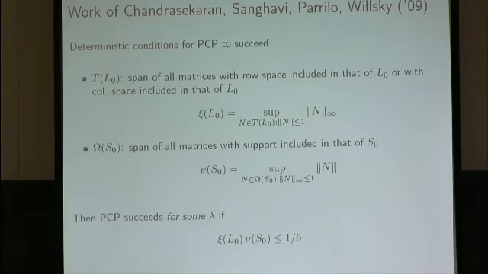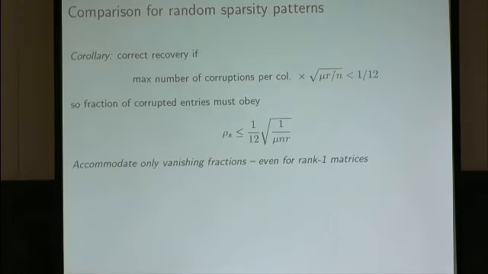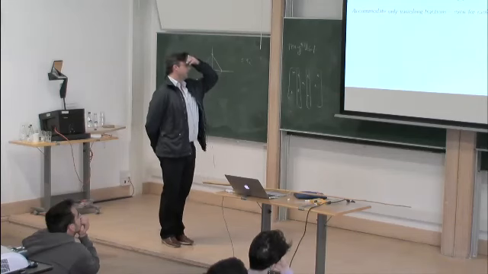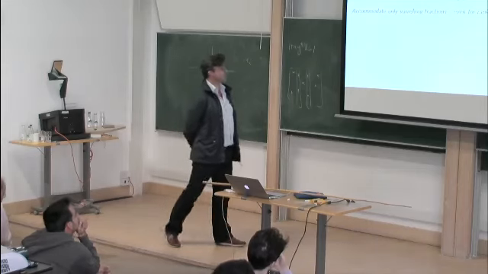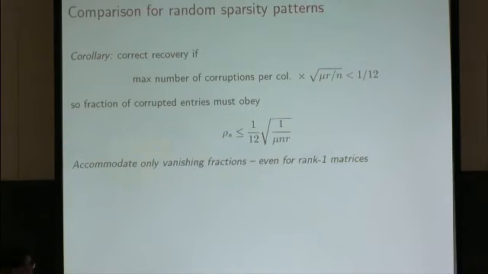It's a bit difficult to instantiate, and so the paper offers a situation which is comparable to the situations we have in our papers. They say, let's assume that the maximum number of corruptions per column times the coherence of the low rank part times the rank over n is less than 1 over 12. And let's assume that the fraction of corrupted entries, the number of entries that you can corrupt, is bounded by 1 over 12 times 1 over the coherence times n times the rank.